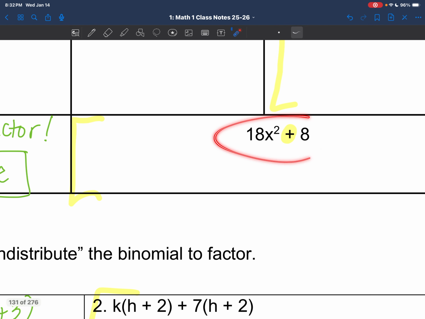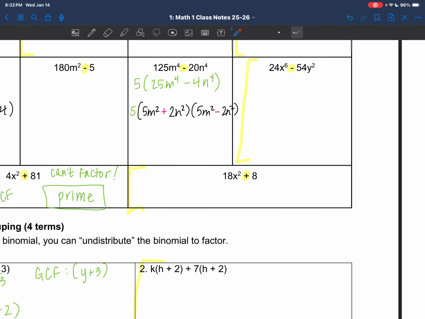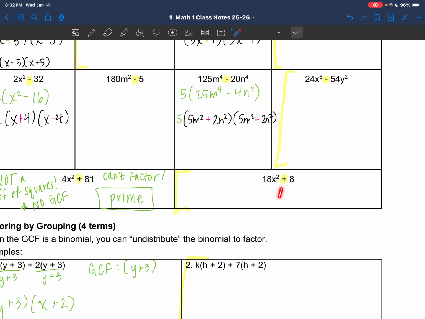All right, I want you to go ahead and try this. I will give you a hint. You can factor this. Do your GCF first. And then continue to go from there. But you cannot do difference of squares because you have a plus sign.